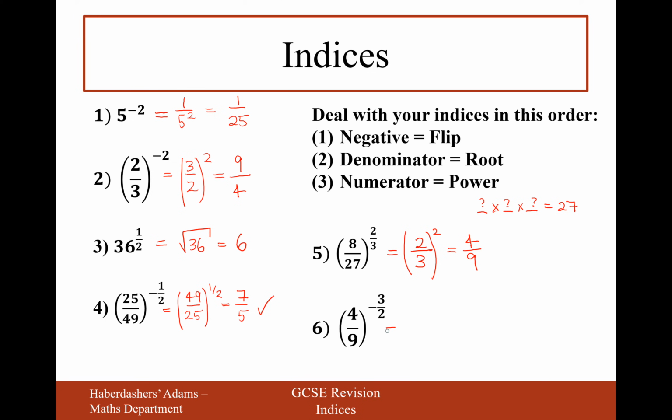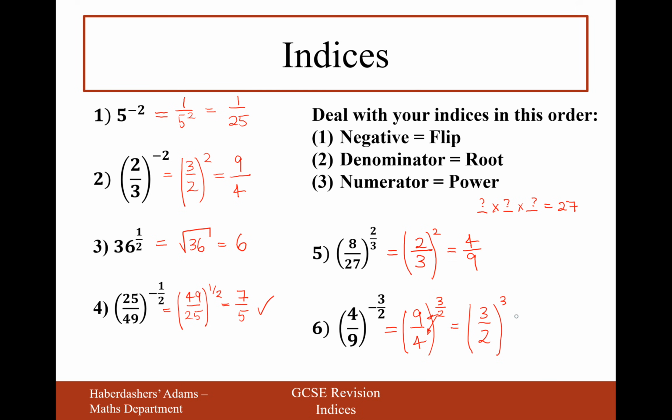Right, and moving on to the final one. The final one here is the only question on this page that has all 3 steps in it. So let's see all 3 of those steps in action. The first thing I'm going to do is flip the fraction upside down. So it's going to be 9 over 4 because there's a negative sign on the indice. I'm not going to flip the power, just the value that's being powered. The next step is going to be to square root the top and the bottom. So that's going to be 3 over 2. So I've square rooted, that's dealt with this denominator.